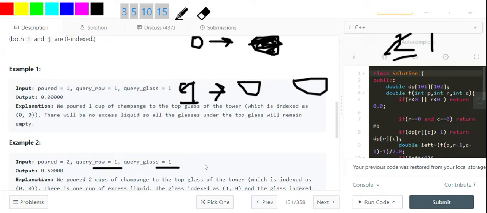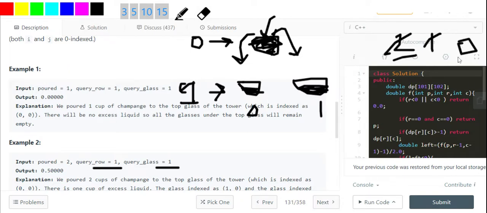But what is it wanting? In row 1, it is wanting the first glass from me, right? In row 1, this is the 0th glass, and this is the first glass. Now this is not full yet. I have one more champagne glass, so again I'll pour it into this. It is already full, so it will overflow from this side. Now this becomes half full. This is half filled now, and this is also half filled, right? And now I've exhausted my champagne.